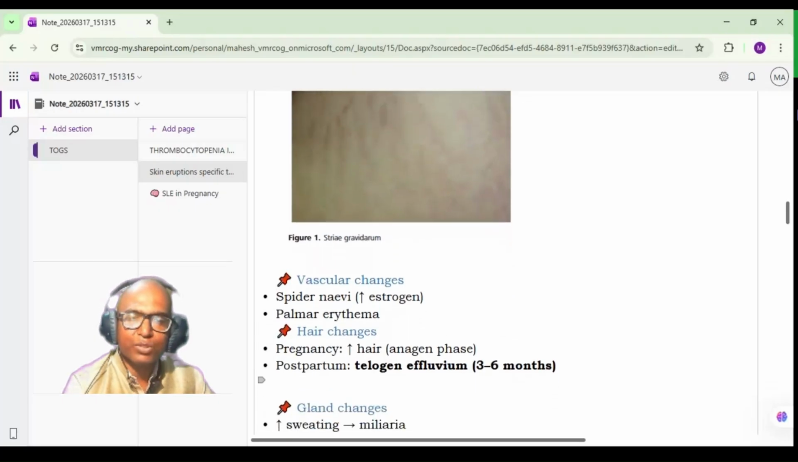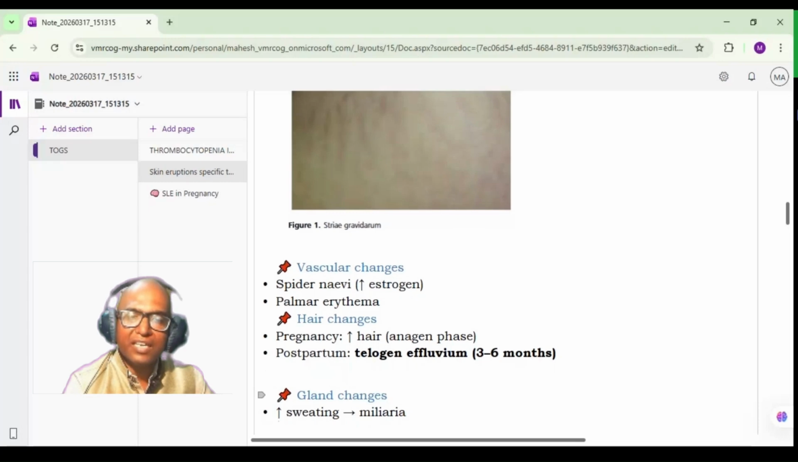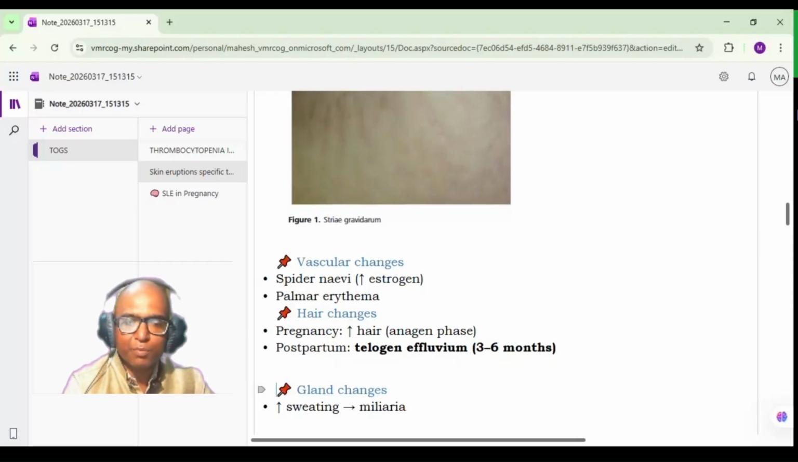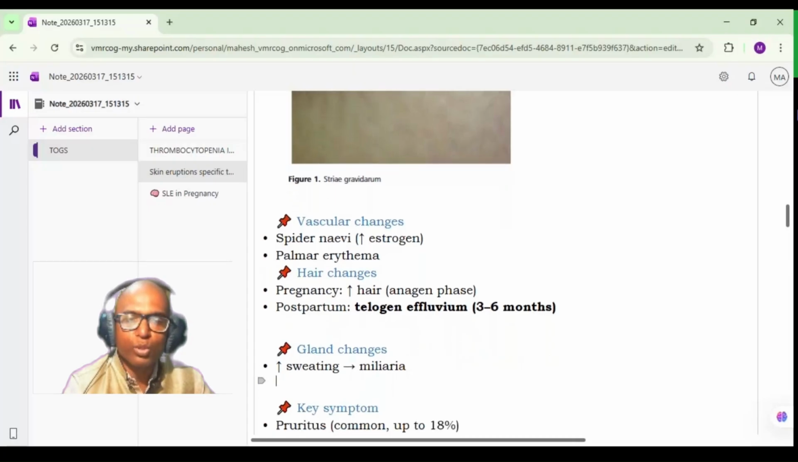Okay, then there are vascular changes such as spider nevi and palmar erythema, and this is mainly because of the increase in estrogen. Then there are hair changes. Generally during pregnancy, hair may be increased because the anagen phase is increased, while in the postpartum period there is hair fall, and this is called telogen effluvium. This is seen around 3 to 6 months postpartum, and it gets recovered also.